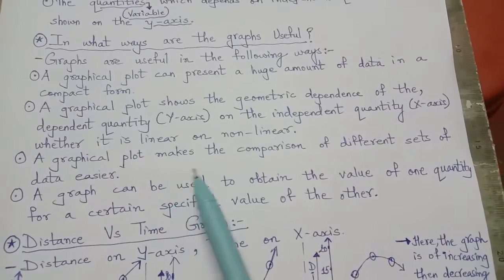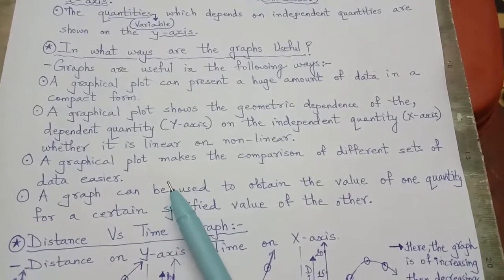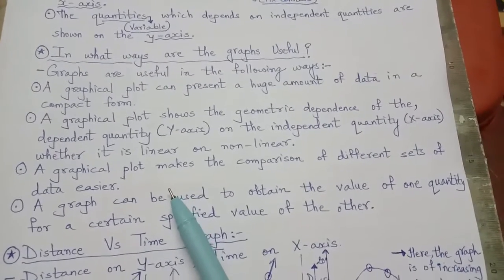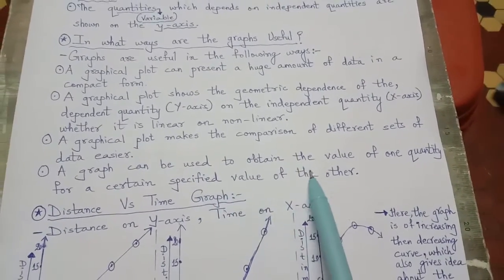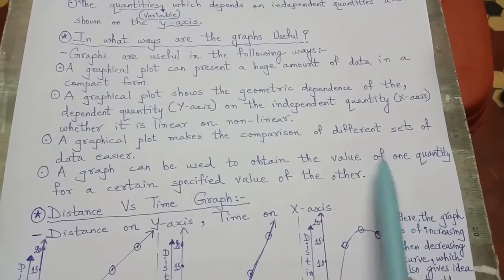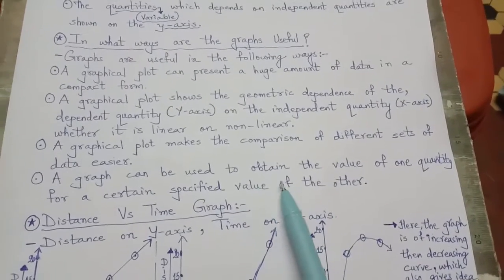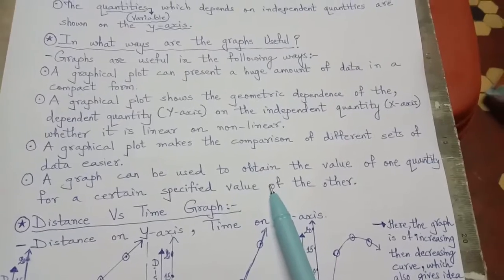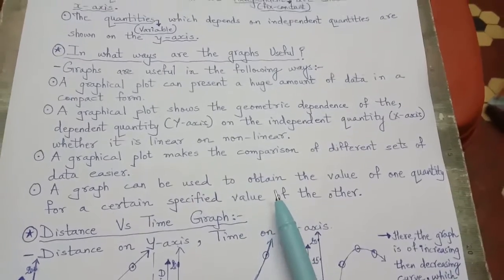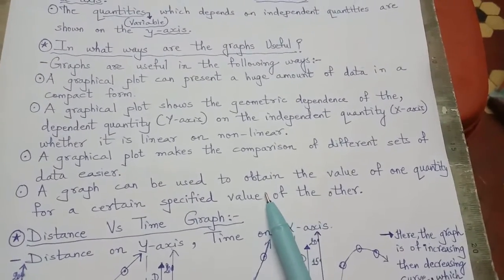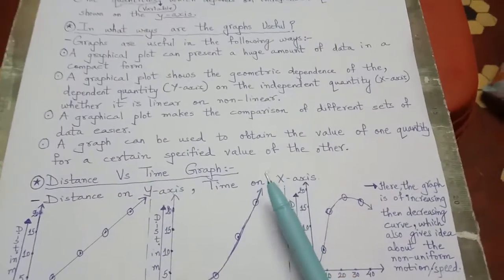A graphical plot makes the comparison of different sets of data easier. A graph can also be used to obtain the value of one quantity for a specified value of the other. Once we have plotted the graph, even for values that are not given, with the help of the coinciding points on the x and y axes, we can get that specific value.